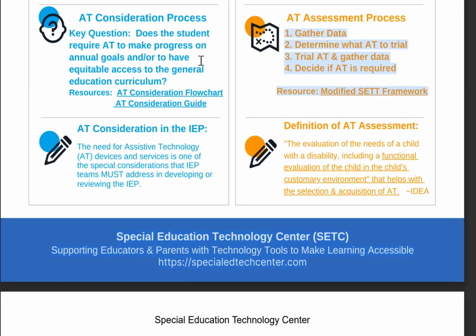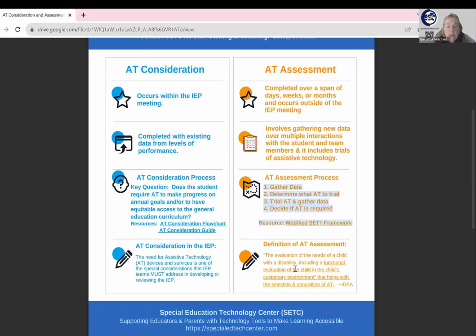So that's a process. When you do AT consideration in the IEP, it's one of the special considerations that IEP teams must address in developing or reviewing the IEP. Whereas the definition of an AT assessment is the evaluation of the needs of a child with a disability, including a functional evaluation of the child in the child's customary environment. That's what's going to help with the selection of your AT. So that could mean that you need to look in multiple environments. It could even be that you're looking at recess, not just in a classroom setting. So it's about where they need the AT in their customary environments. The functional assessment in their current environment, all of that points to the IEP team coming together to do that assessment.